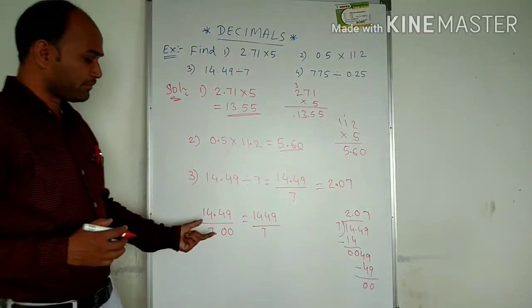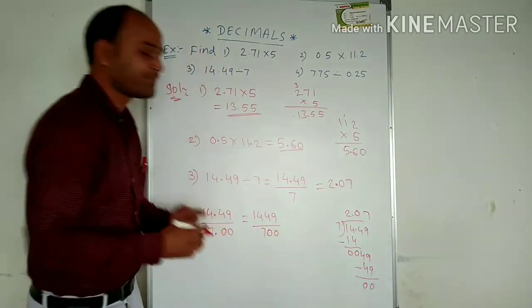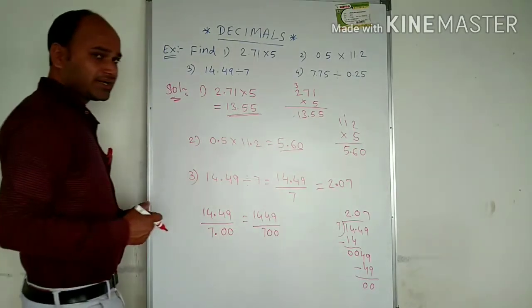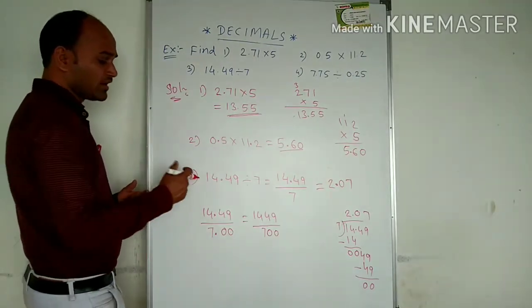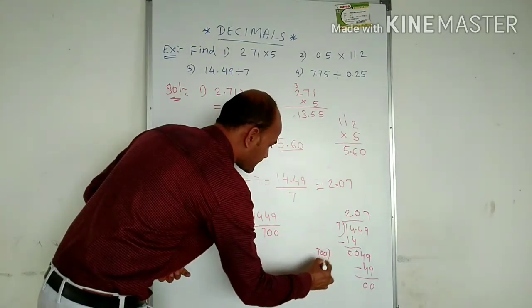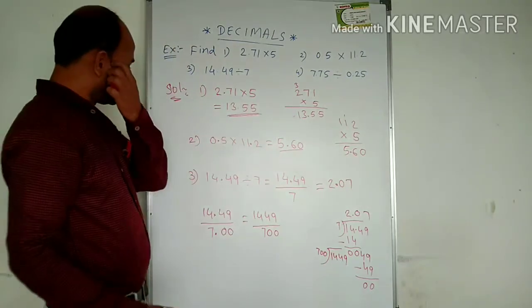अभी आपको क्या करना है, पॉइंट को अभी कंसीडर नहीं करना है. What we got here, 2 zeros, आपको 2 जीरो सामने ले लेना है. अभी सिंपली आपको 1449 को 700 से डिवाइड करके लेना है. जैसे यहाँ पर देखेंगे हम 1449. Let me divide here.